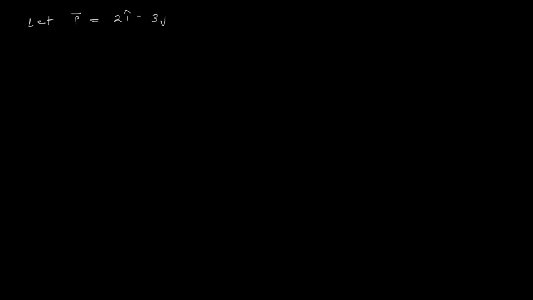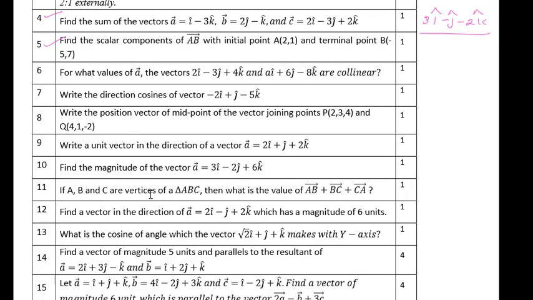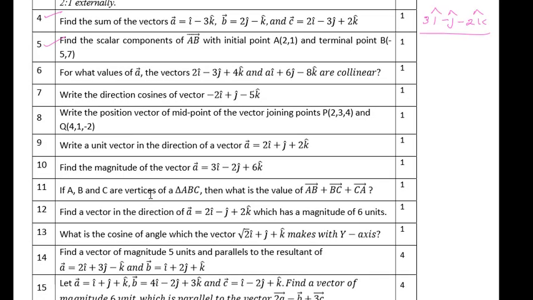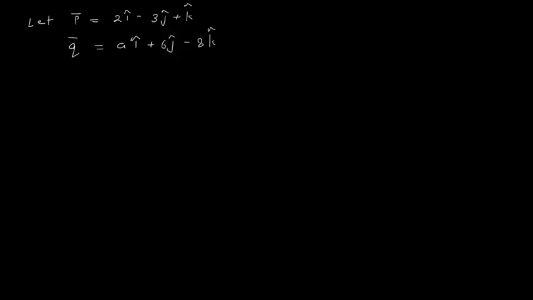P bar is 2i minus 3j plus 4k and Q bar is Ai plus 6j minus 8k.